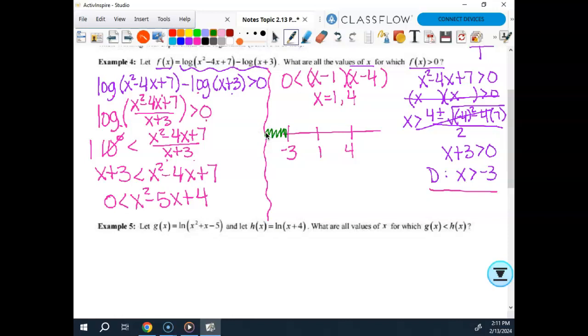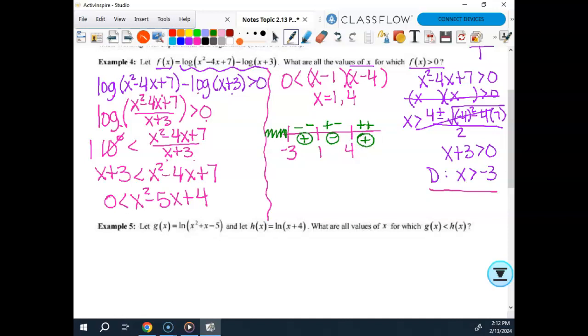All right, so now I'm going to choose numbers. Between -3 and 1, I can choose 0. So that would give me negative and negative, which makes this positive. Between 1 and 4, I can choose 2. Which, when I put it in here, is going to give me positive negative, which is negative. And then above 4, this is going to give me positive positive, which is positive.